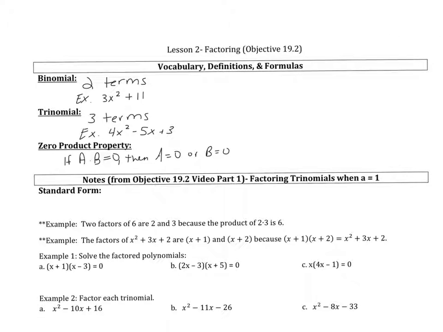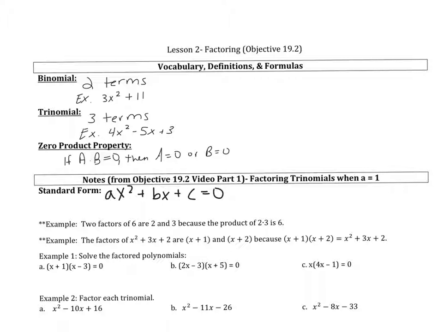Alright, so our notes from this section. So let's go ahead and review standard form, which we talked about last section. It's just ax squared plus bx plus c equals 0. And then let's go ahead and talk about what factoring is.